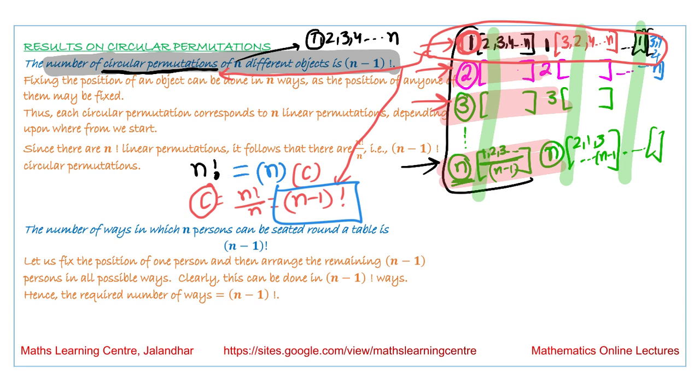Next result we have is the number of ways in which n persons can be seated around a table is (n minus 1) factorial. So this is clear from the above result. We are going to fix the position of one person and arrange the remaining n minus 1 persons. So the number of arrangements we can have is (n minus 1) factorial.